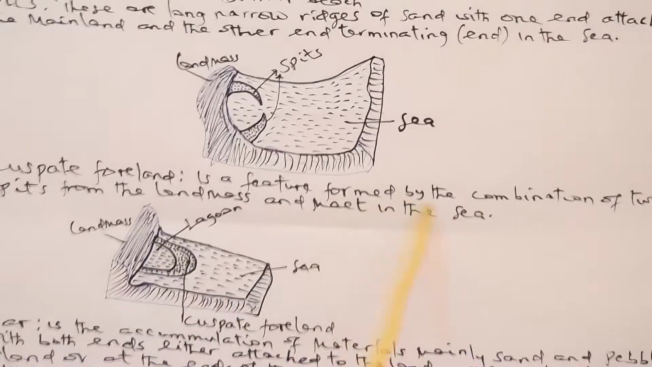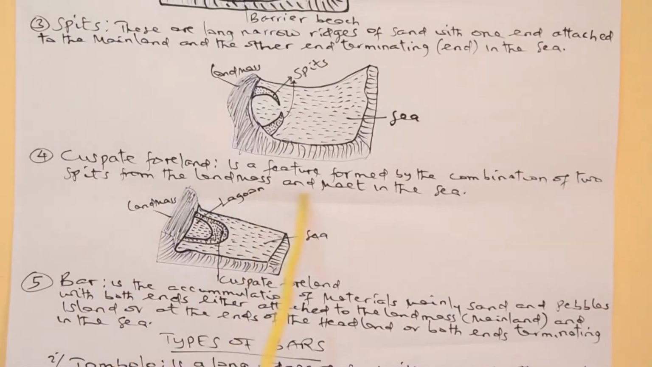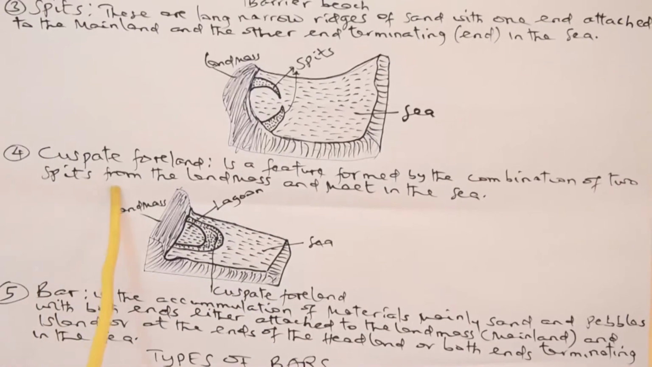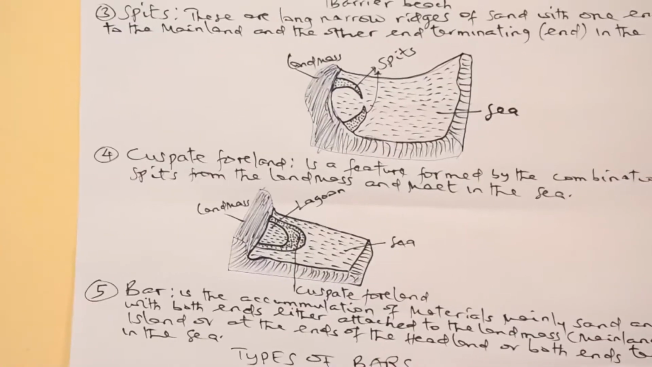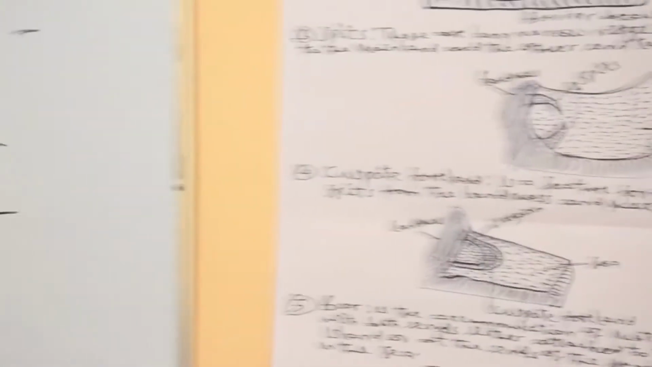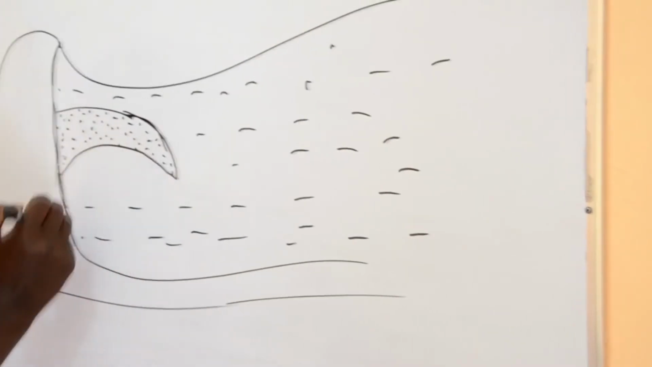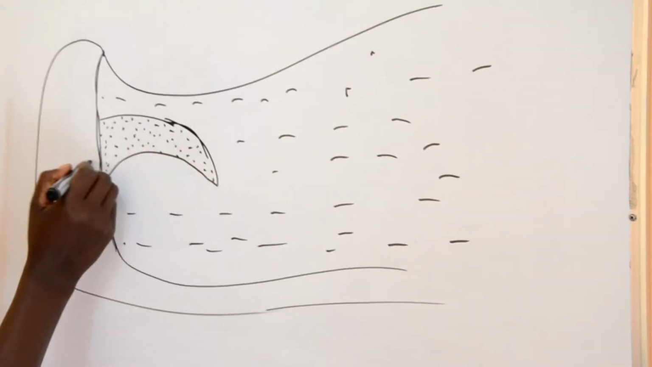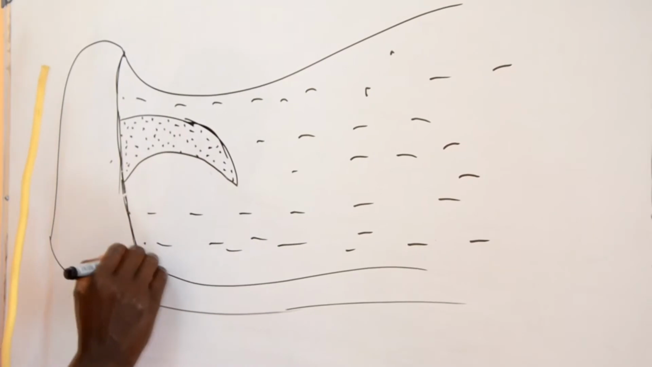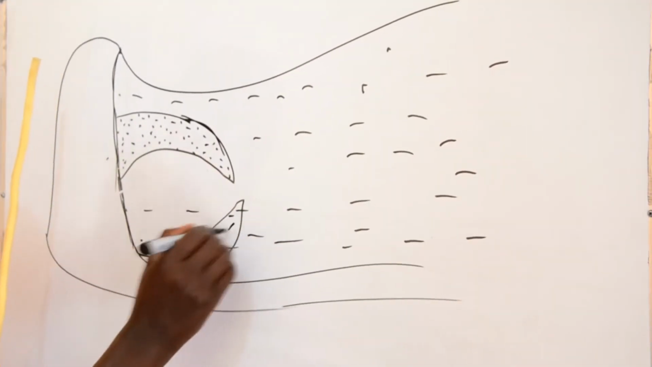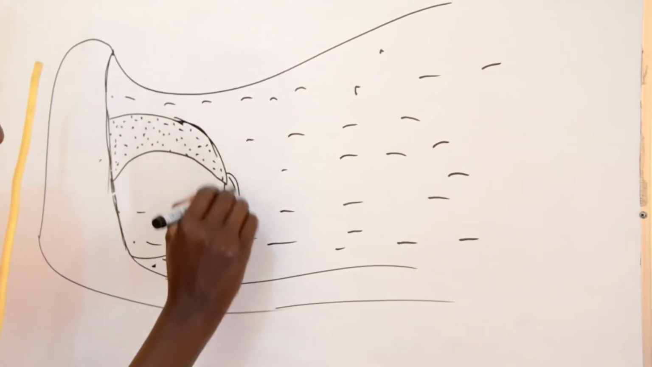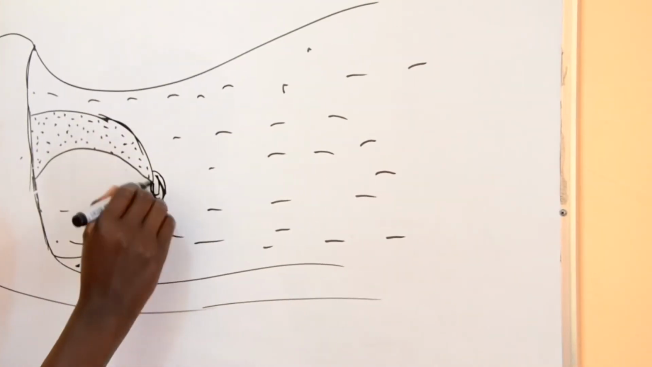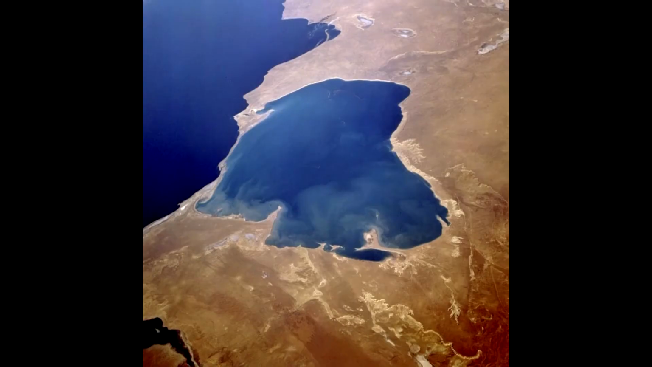This is the feature formed by the combination of two spits from the landmass that meet at the sea. For instance, a cuspate spit is generated after the two spits join to each other. Remind yourself that spits are material deposited which end in the sea and are attached to the landmass. Wherever this spit is generated like this structure, another will be generated in another area. Wherever this material joins each other, it forms a lagoon in the middle, therefore this is called a cuspate spit.